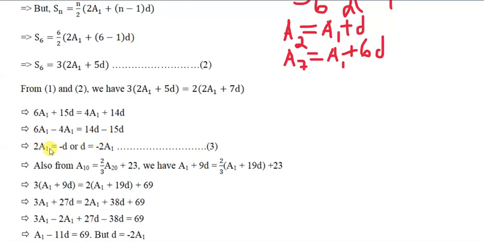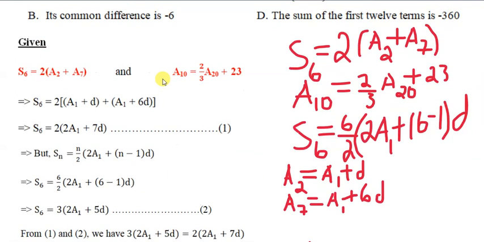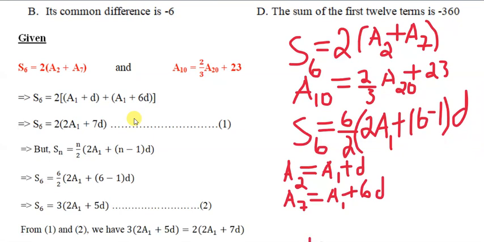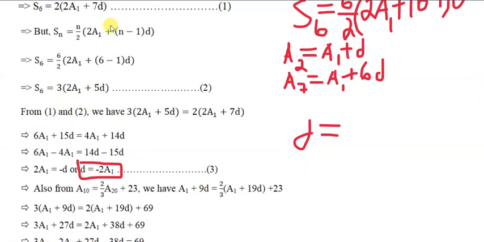If we multiply both sides by minus 1, then d is equal to minus 2a1. Call this equation 3. The relationship between d and a1 is obtained from which equation? From the equation we formulated from the statements, combined with the sum of the first n terms, and therefore we get this one.